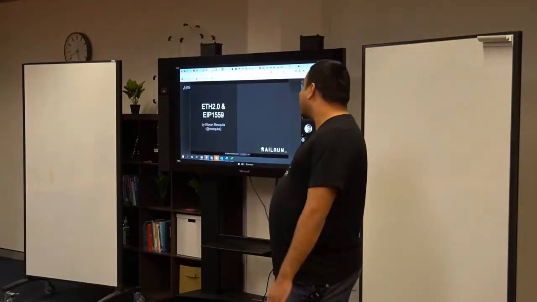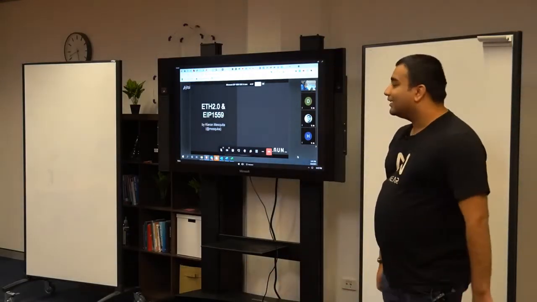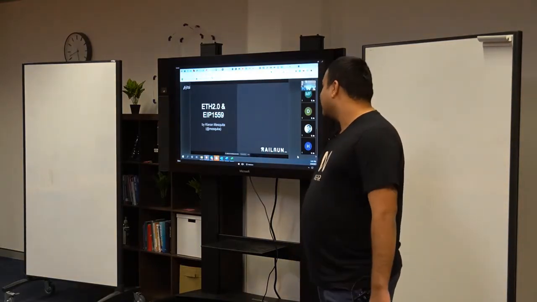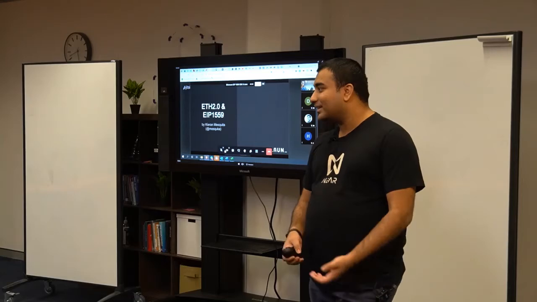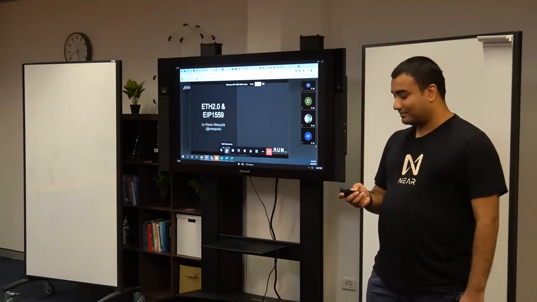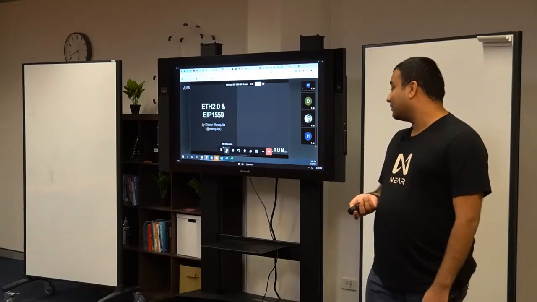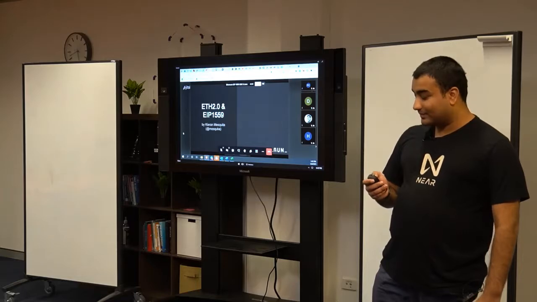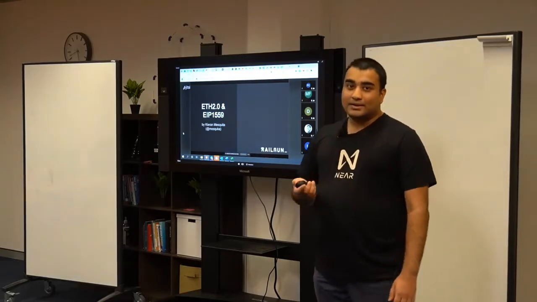Cool. So ETH 2.0 and EIP1559. ETH 2.0 is sort of an in-progress update. EIP1559 is an upcoming update to Ethereum.